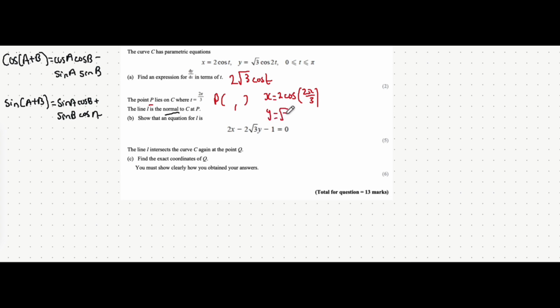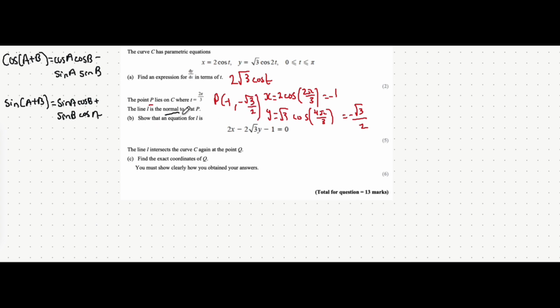So y equals root 3 multiplied by cos of 2t, so that's 2 times this angle. 2 times 2 pi is 4 pi over 3. The x value that comes out is -1, and the y value that comes out is -√3/2. Perfect. Sorry, quite struggling for space today. So the coordinates are -1, -√3/2. Okay, let's move on.